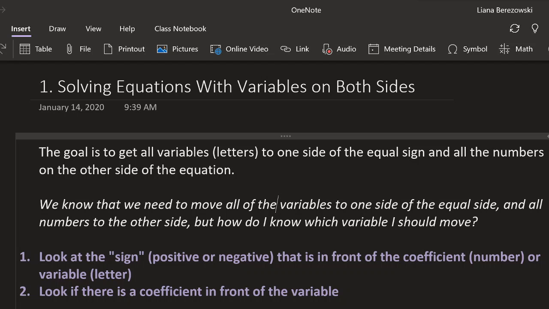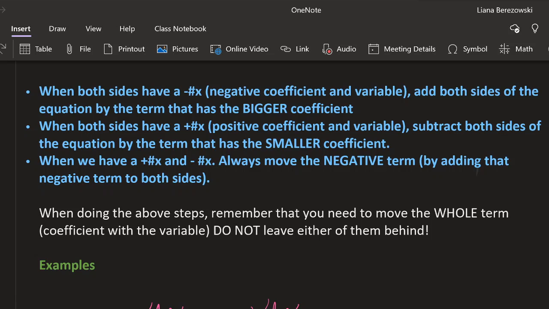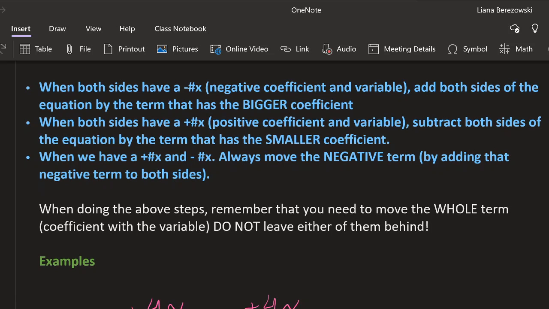A couple of hints we want to remember. We want to look at the sign that's in front of the coefficient or variable, and also notice if there is a coefficient in front of the variable. If both sides have a negative coefficient in variable, we're going to add to both sides of the equation the term that has the bigger coefficient, because that's going to get us a positive answer. When both sides have a positive coefficient in variable, we're going to subtract from both sides of the equation the term with the smaller coefficient, because again, that's going to keep our answer positive.